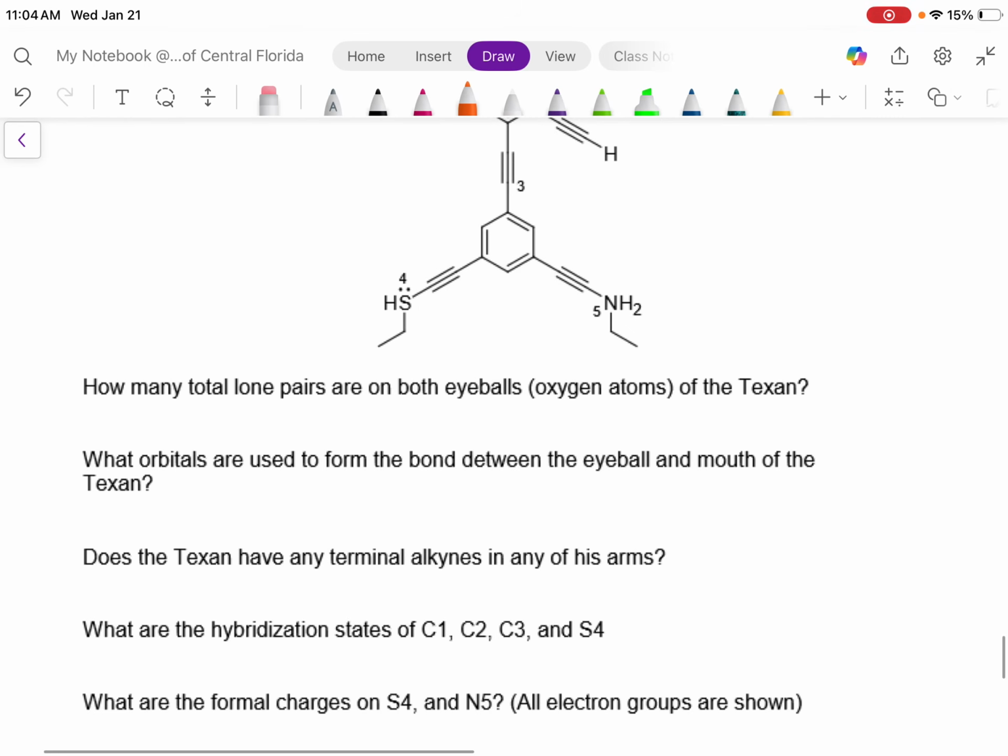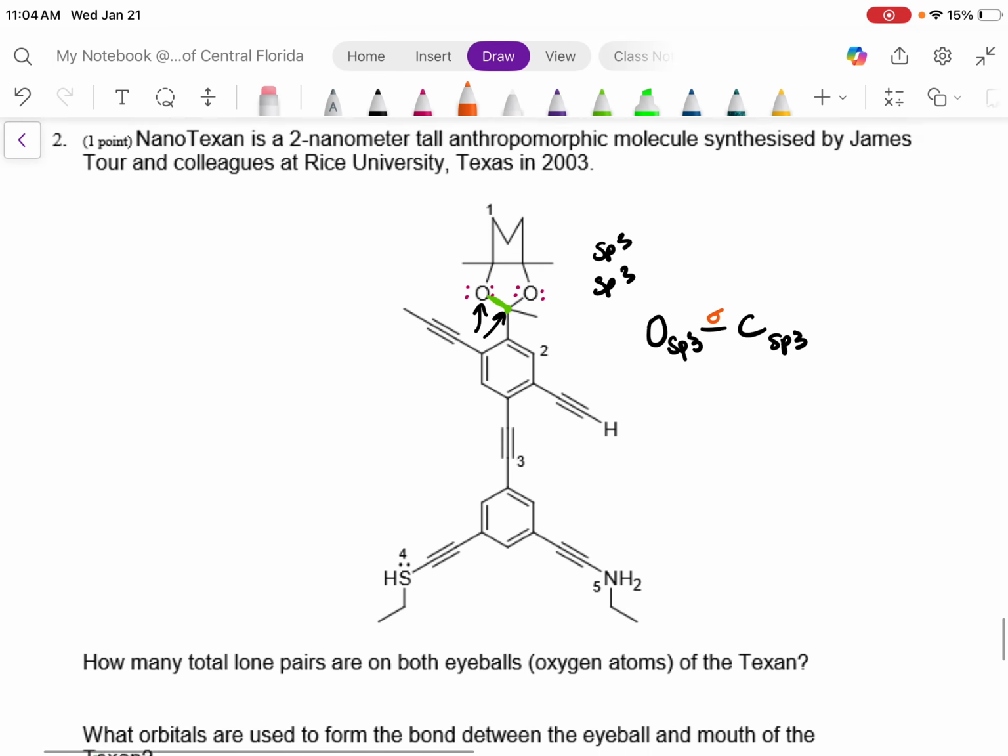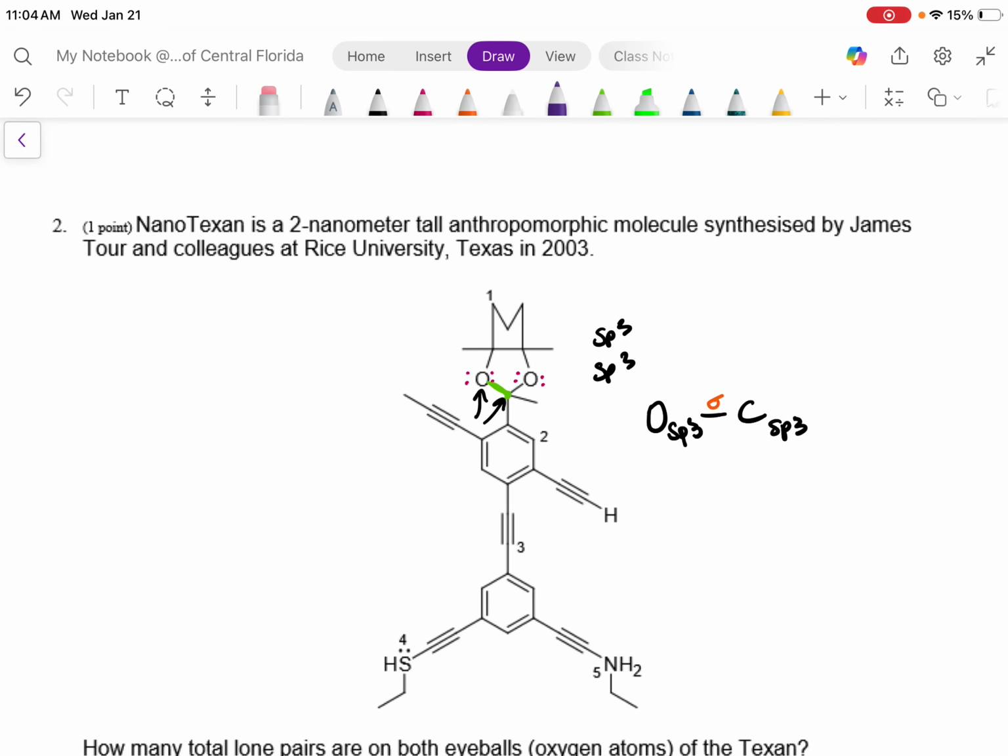Does the Texan have any terminal alkynes in his arms? Well, if we just look at this alkyne right there, that would be terminal because we have a hydrogen. And this one would be an internal alkyne because there's a carbon and a carbon on both sides of that triple bond.